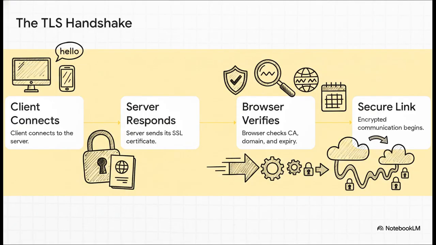So how does this magic happen? It's a little dance called the TLS handshake, and it happens faster than you can blink. Your browser basically says, hey, the server flashes its passport, that's the certificate, and then your browser acts like a super fast, super skeptical border agent. It checks who issued the passport, if it's for the right website, and if it's expired. Only when it all checks out does the encrypted conversation begin.